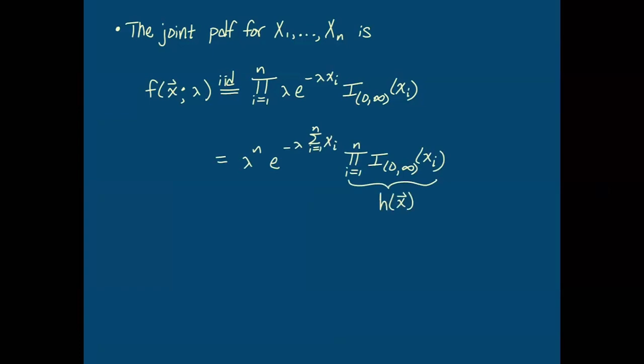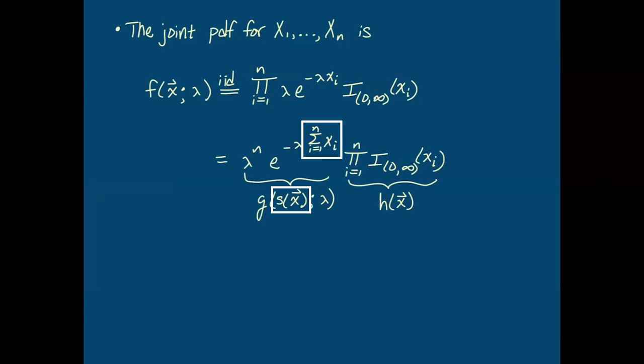Again, h of x could also be a constant like 3 and not depend on x, but the point is h of x is made up of the multiplicative factors in this joint PDF that do not depend on the parameter. The rest of the joint PDF we call g of s of x and lambda. This is the part of the joint PDF which is a function of the parameter and the data, where the data cannot be separated from the parameter by factorization. Note that this function g has a function of x plugged into it. That s of x is the sum of the xi's right here.